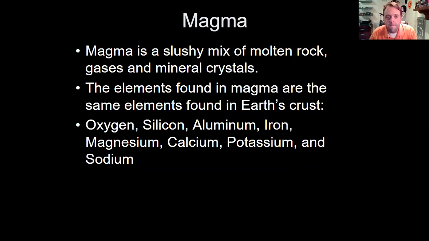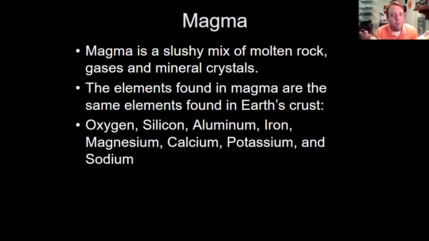All right. Now, magma is this slushy mix of molten rock. There's gases dissolved in there. There's water content, of course, mineral crystals. The elements that are found in magma are the same ones that we find on Earth's crust. So most notably, oxygen, silicon, aluminum, iron, magnesium, carbon, calcium, potassium, all of those are still there.